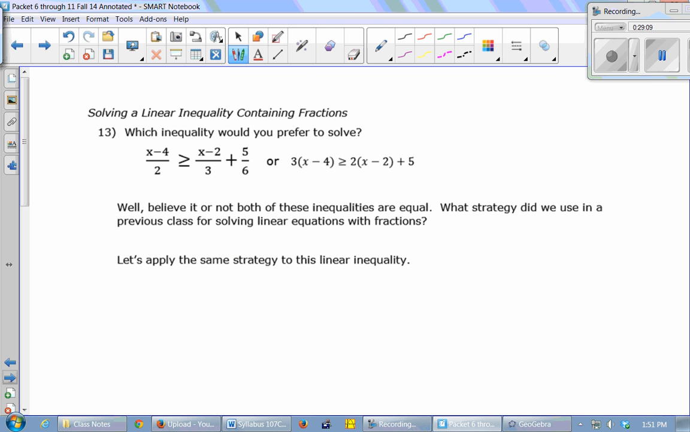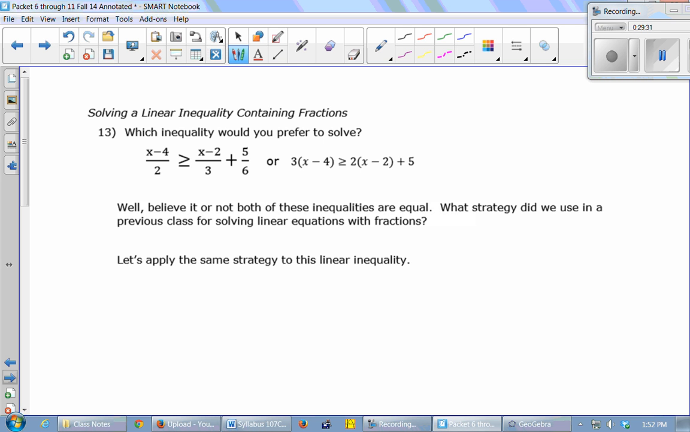When we have a linear inequality that contains fractions, look at these two linear inequalities. Which one would you rather solve? The one on the left or the one on the right? The one on the right, because it has no fractions. We learned several classes ago how to get rid of fractions. When you're solving an equation, what do?